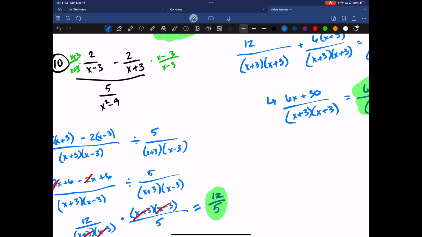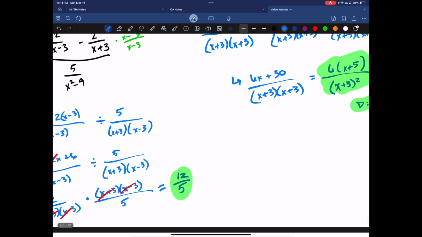And then your domain. So you have an x minus 3 and x plus 3. x squared minus 9 is x plus 3, x minus 3. So your domain is based off of plus and minus 3. So your domain here is going to be x cannot be negative 3 and positive 3. That's it.